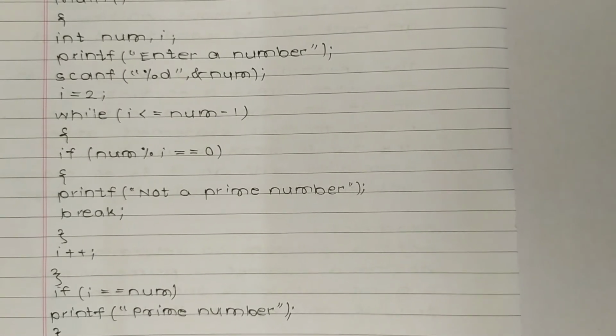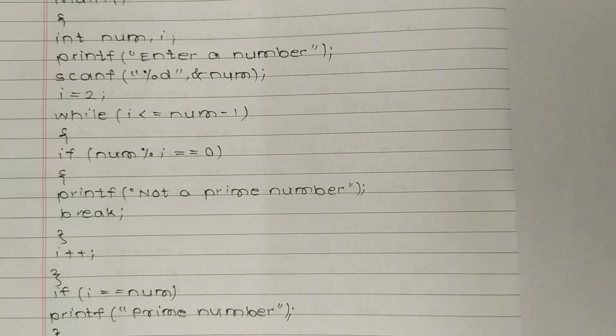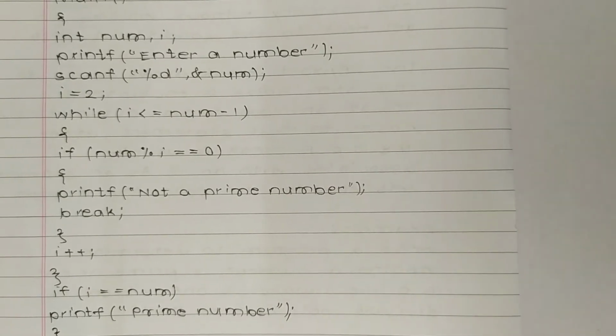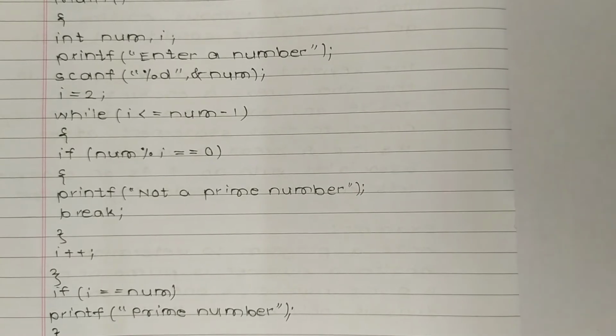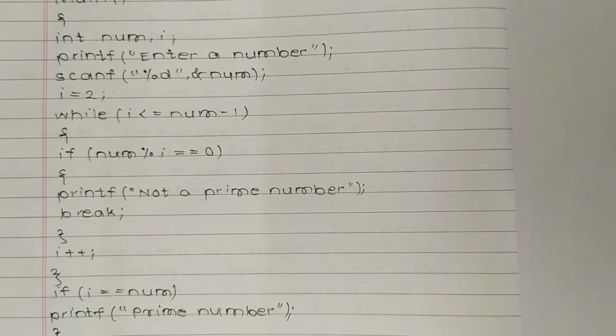while i is less than or equal to num minus 1, if num % i is equal to 0, printf not a prime number, break. So here we are using a break statement. This program was about finding a prime number, and here we are using a break statement. After using this break statement, it goes out of the loop.